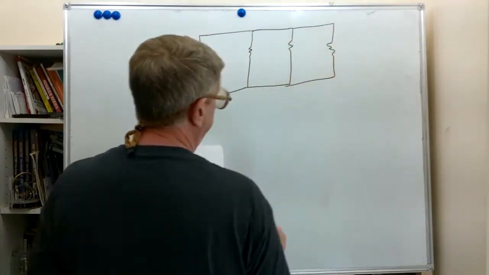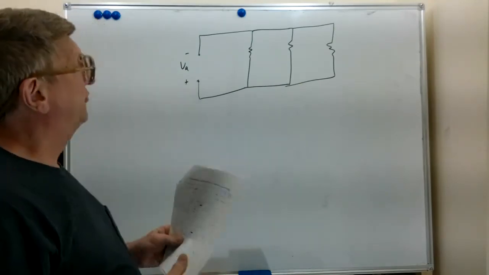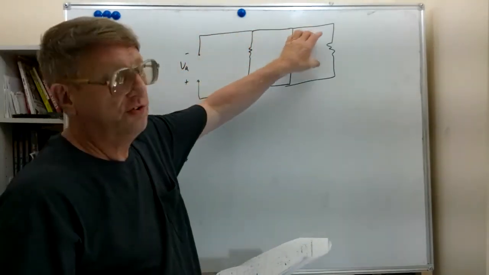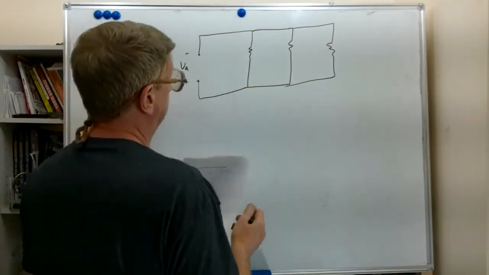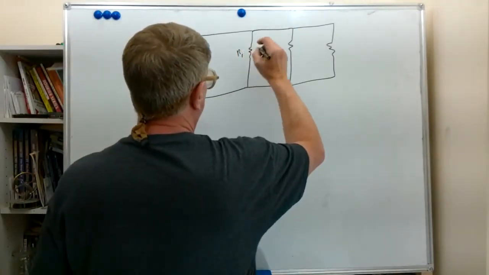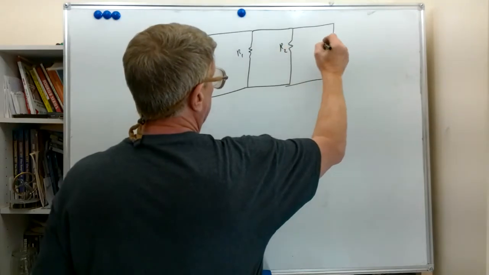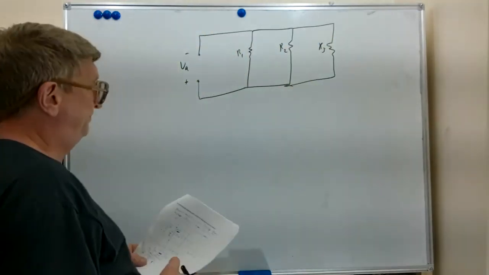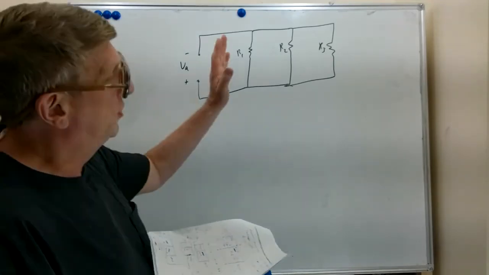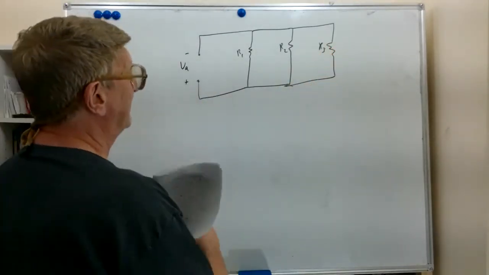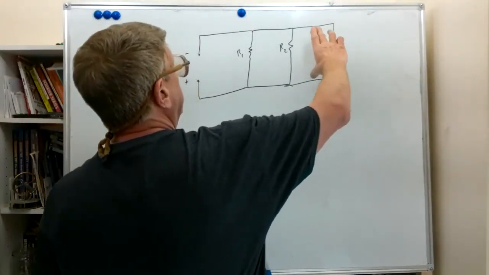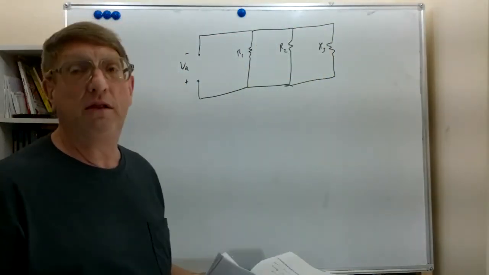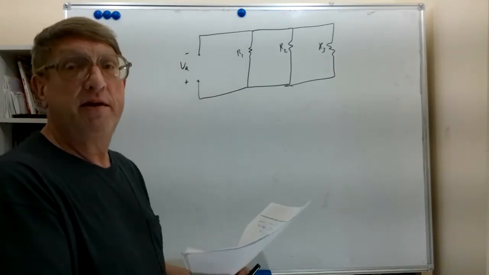So we have a parallel circuit, a voltage source with 3 loads. We'll call them R1, R2, and R3. We don't know the values of the resistors. We can see that they're all connected directly back to the voltage source, which makes them three branches of a parallel circuit.